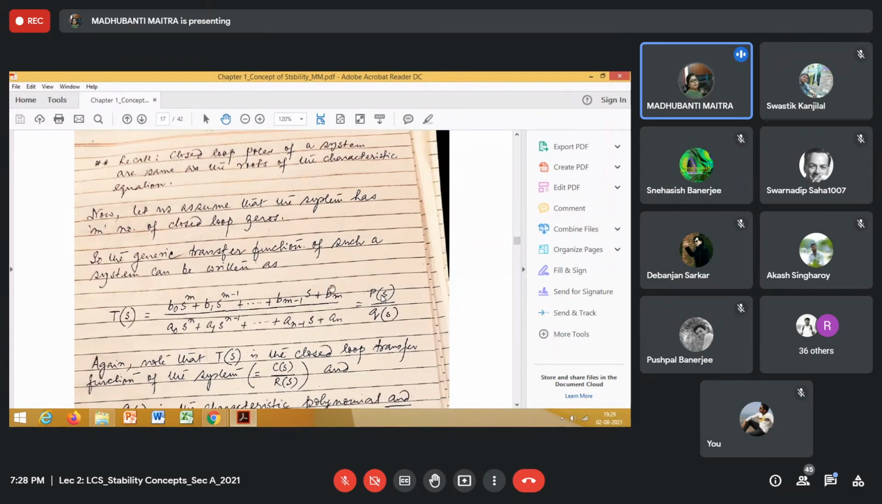If we expand these two polynomials, since the order of Ps is equal to m and the order of Qs is equal to n, these two polynomials can be written as b0 s to the power m plus b1 s to the power m minus 1 plus ... plus bm minus 1 s plus bm, whole divided by a0 s to the power n plus a1 s to the power n minus 1 plus ... plus an minus 1 s plus an.